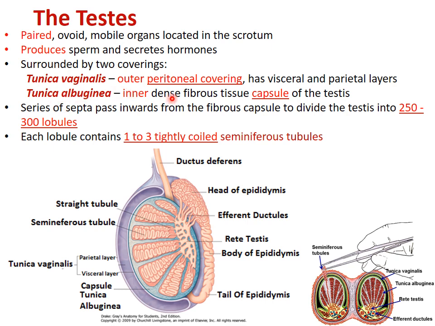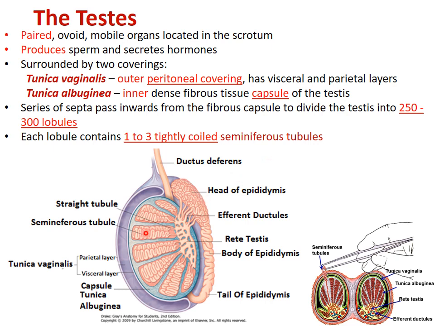Now tunica albuginea, the inner dense fibrous capsule of the testis. So this is the fibrous capsule of the testis. A series of septa pass inward from the fibrous capsule to divide the testis into 250 to 300 lobules. So this one compartment, how many are there? 250 to 300 lobules. In this picture it is showing 1, 2, 3, 4, 5, 6, 7, but in fact they are very small and very compact, and there are around 250 to 300 lobules like this, compartments like this, and within each lobule we have got 1 to 3 tightly coiled seminiferous tubules.